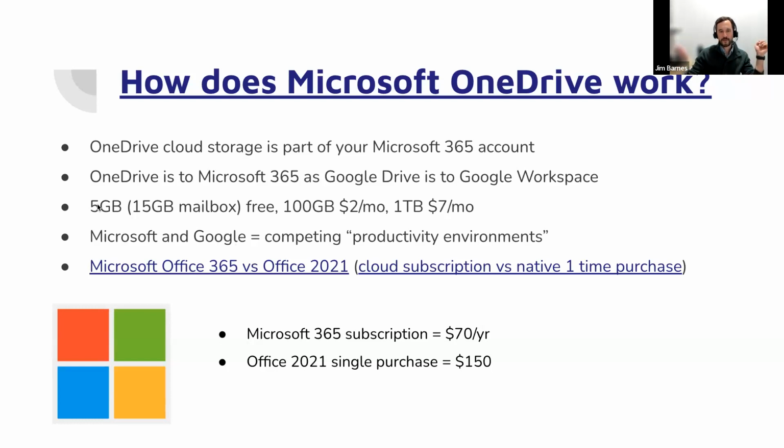With OneDrive and Microsoft, they give you 5 gigabytes for free, a 15 gigabyte mailbox for your email, which I think is the same as Google, 100 gigabytes for $2 a month and 1 terabyte for $7 a month. So it's all very similar. And again, Microsoft and Google are competing productivity environments. Microsoft has Word, Excel and PowerPoint, and Google has Google Docs, Google Sheets and Google Slides. They're really the same thing, except for slight differences.